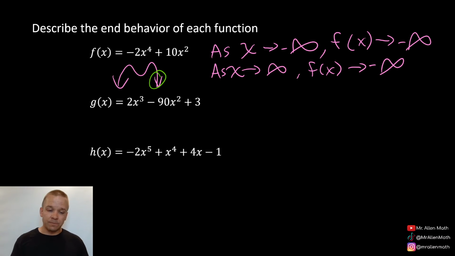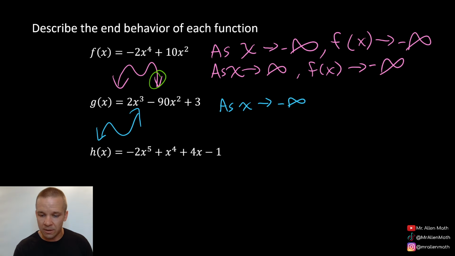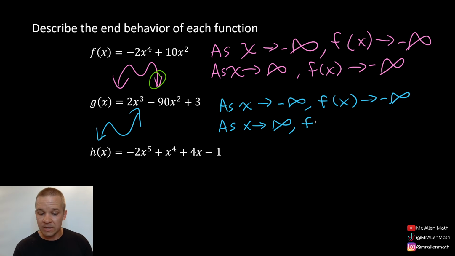All right, next one, g of x. Well, this is a cubic function, so it's going to be the shape of an N or a flipped N. This one's positive, so it's going to be in this type of shape. So now let's take a look at our end behavior. On the left side, it's pointing down. So as x approaches negative infinity, g of x approaches negative infinity. Then on the right side, as x approaches positive infinity, it's going up in that spot, right? So g of x is approaching positive infinity.